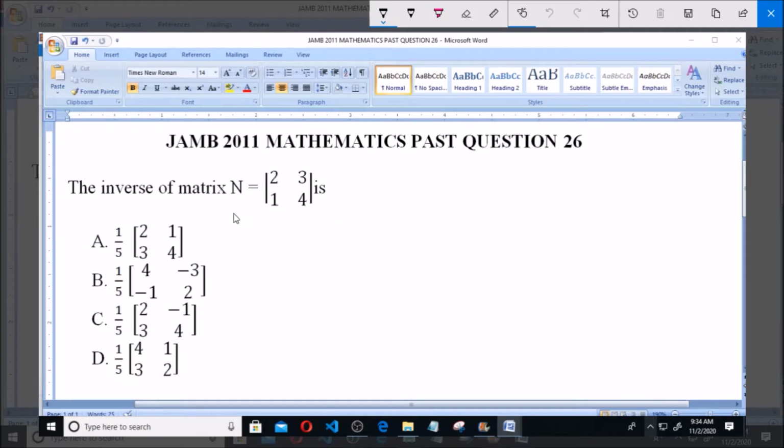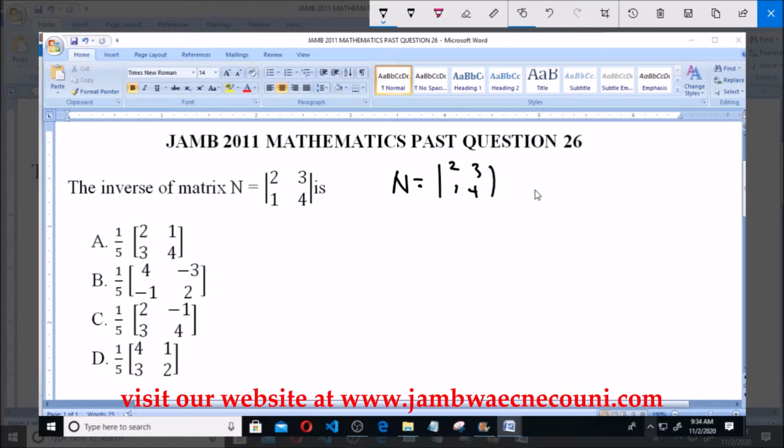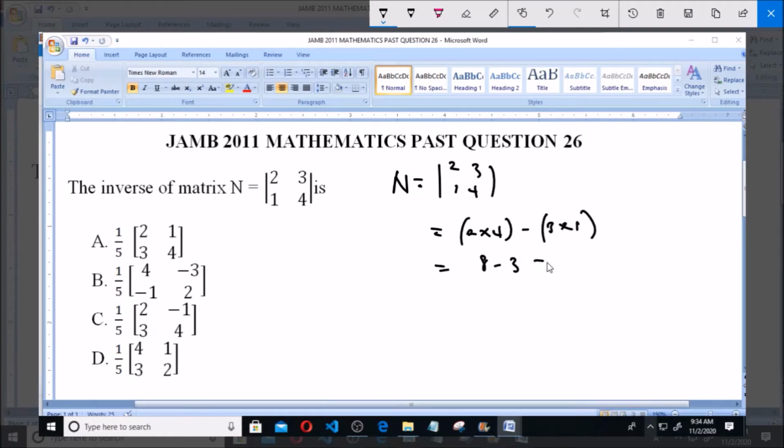Now, for us to find the inverse of matrix N, we need to know the determinant of N, that is the value of N, since N is equal to 2, 3, 1, 4. And that will be equal to 2 multiplied by 4 minus 3 multiplied by 1, which is equal to 8 minus 3, which is equal to 5.